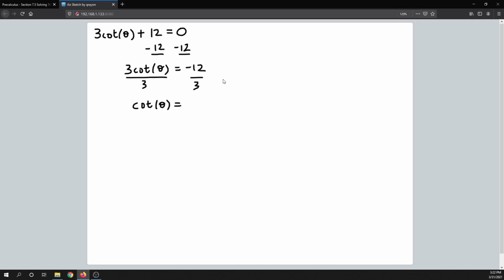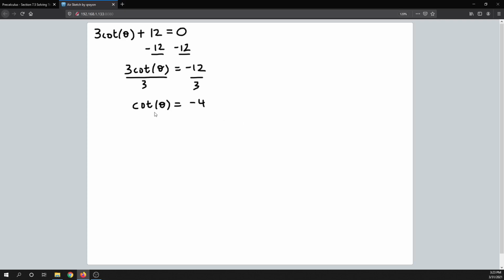And then we have negative 12 divided by 3. That's going to come out to be negative 4. So we talked about the values of tangent theta before that are on the unit circle, the points that are on the unit circle, the special angles, right? A negative 4 is not going to be one of those. So we're going to have to use our calculator to figure that out.